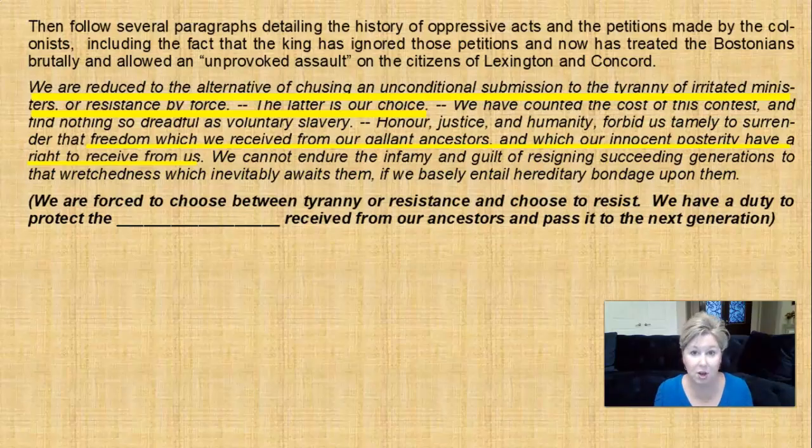You won't be here forever. What are you leaving to the next generation? We cannot endure the infamy and guilt of resigning succeeding generations to the wretchedness which inevitably awaits them if we basely entail hereditary bondage upon them. If we don't do the right thing, we can't stand the thought of the reputation we would have. So, summarizing that paragraph, we're being forced to choose between tyranny or resistance, and we choose resistance. We have a duty to protect the freedom received from our ancestors and pass it to the next generation.